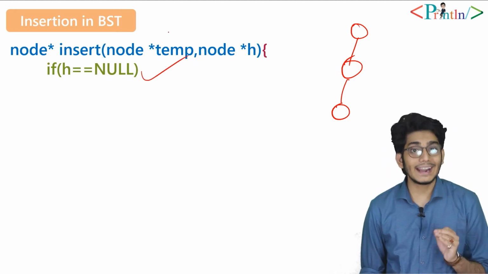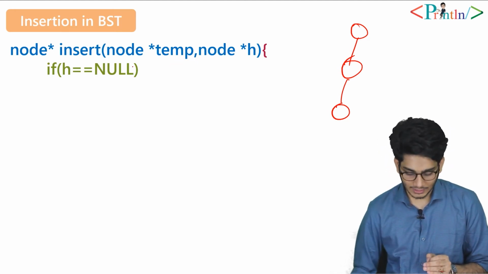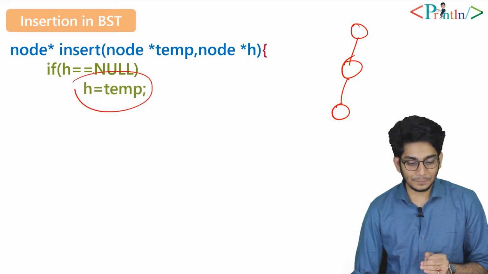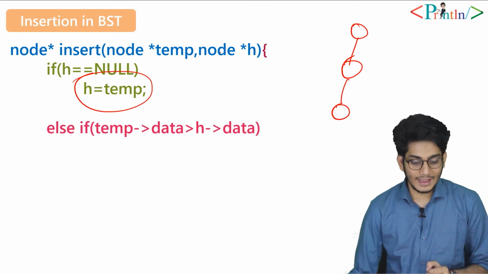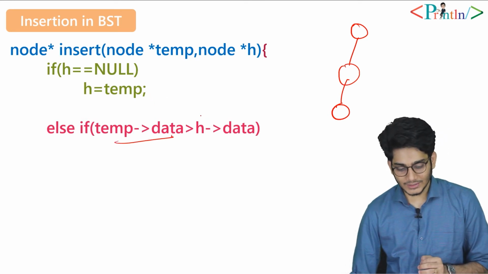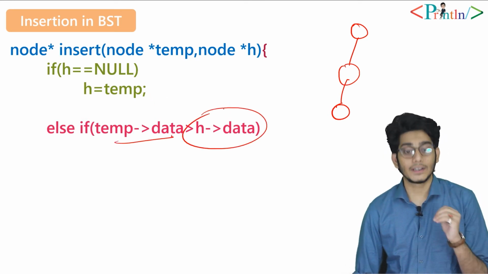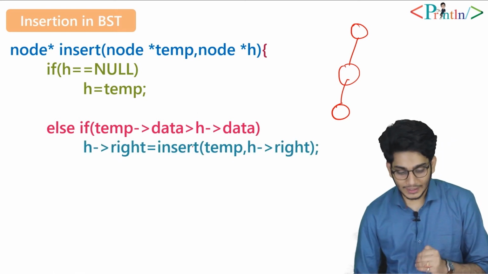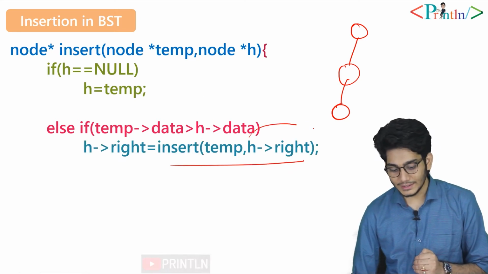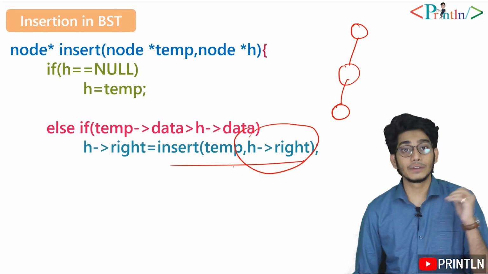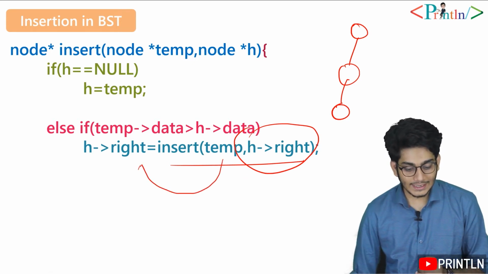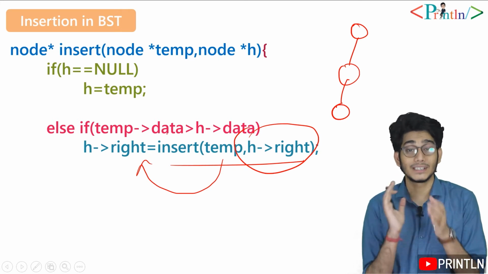If our head h is null, then we'll simply put our temp into h. Else if temp data is greater than the data of the tree, then we'll again call this function with the right subtree of that node, and whatever value we have inserted, we'll return at the right subtree of that particular node.